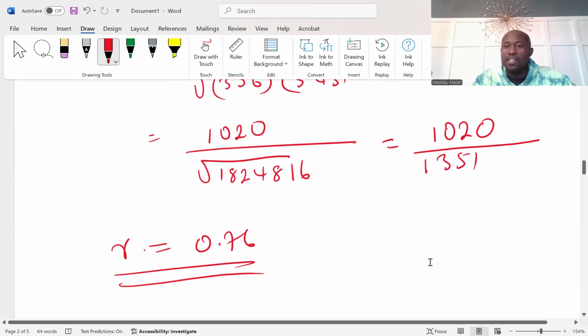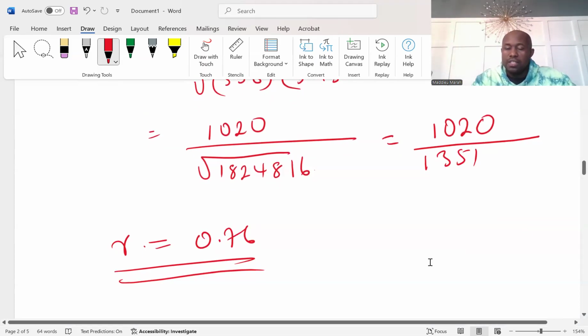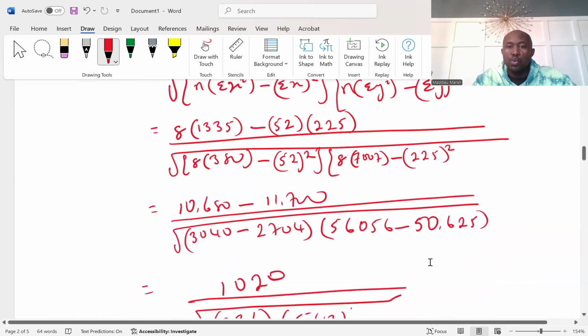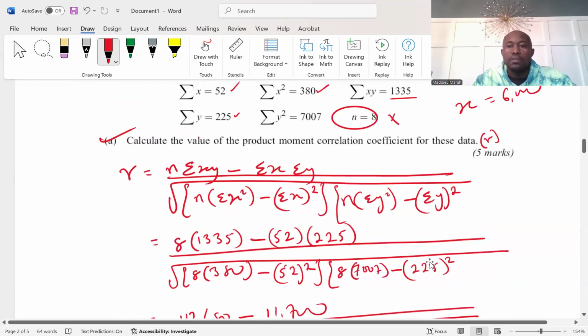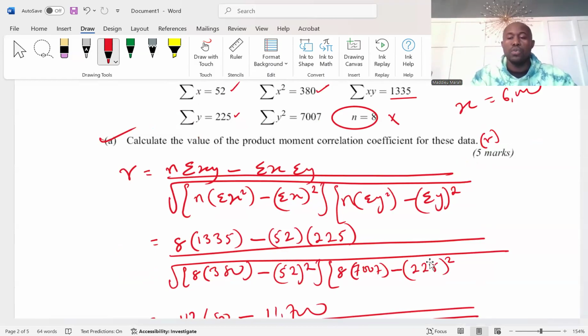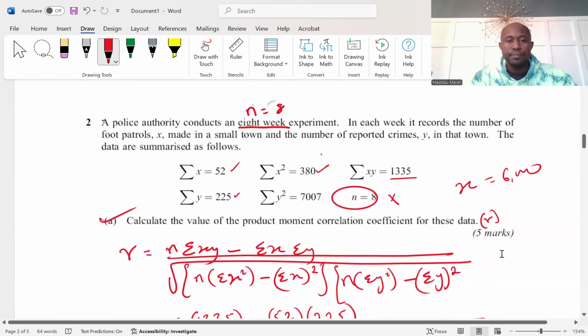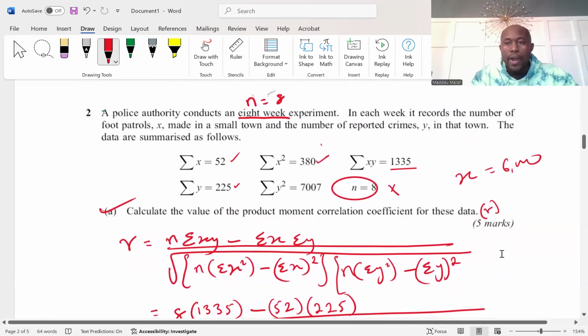So this is my correlation answer. This is the strength of the relation: 0.76. So we've solved the one for the 5 marks. This is what will give us the 5 marks for this question.